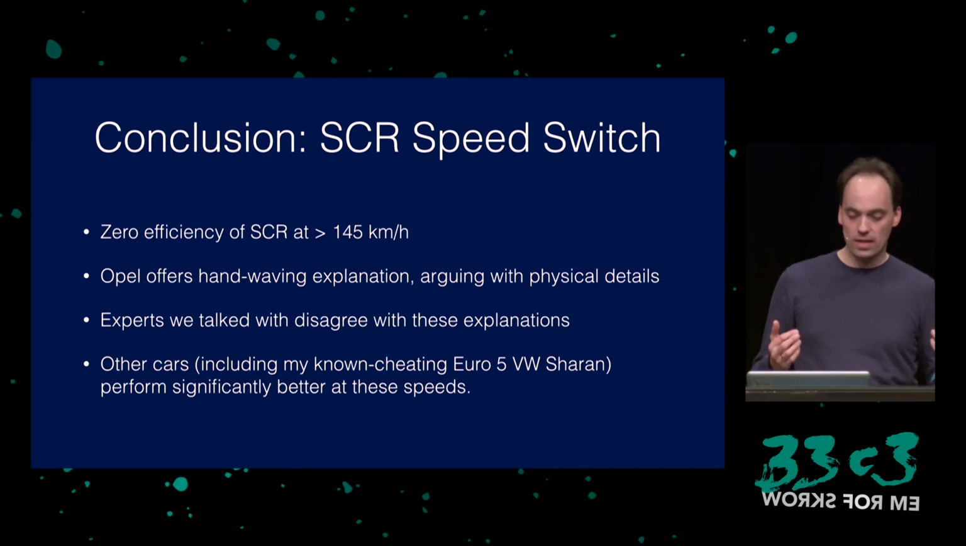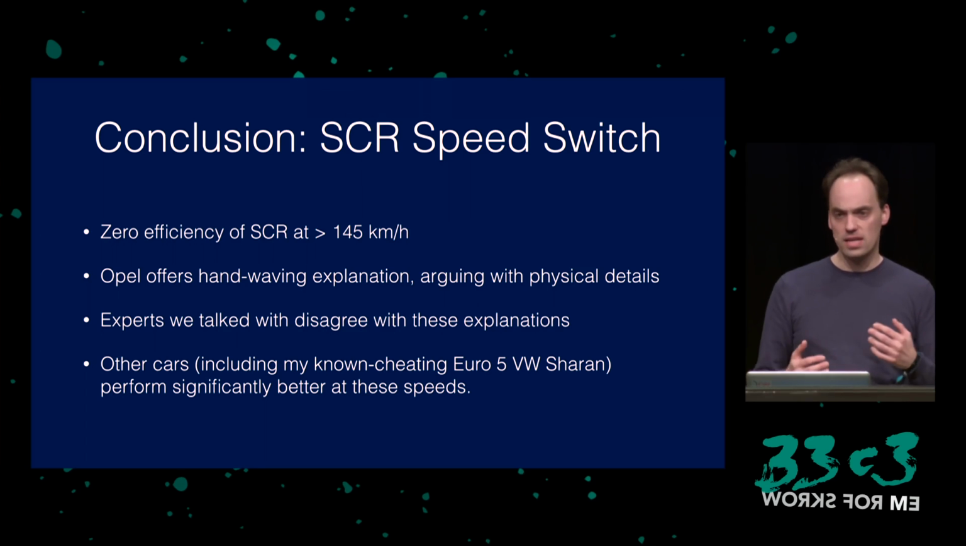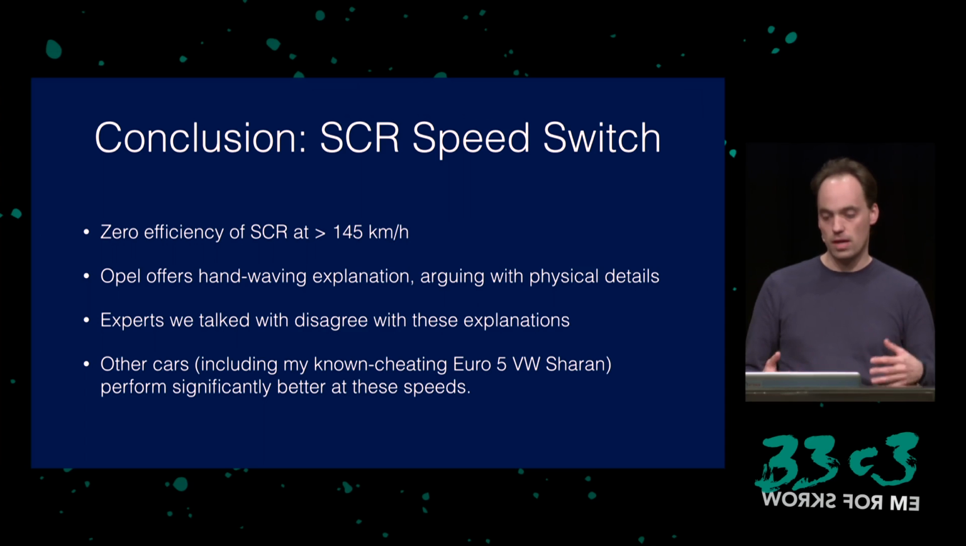Opel offered a hand-waving explanation in one of the press releases for why this is necessary. They argued with some physical details, and we presented these physical details to some experts, professors who worked with combustion engines for a long time. And most of them disagree with these explanations. But more importantly, other cars, including my Volkswagen Touran, which is a Euro 5 car, so one generation older, and is known to have a defeat device, perform significantly better than this car.